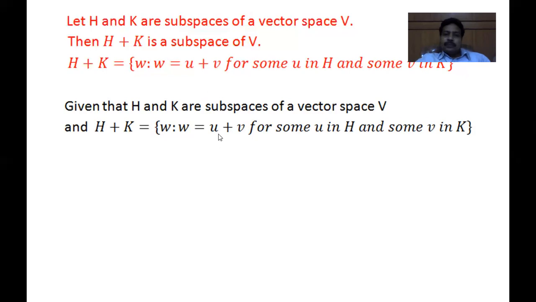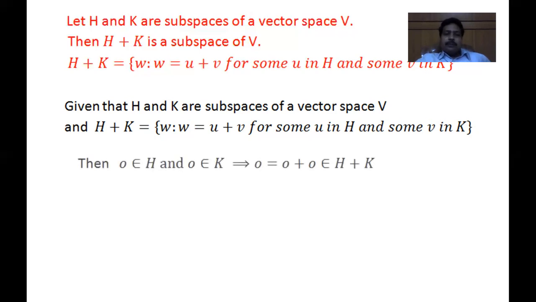Since we have the closure property with respect to addition in V, U and V are nothing but elements of V. Since they are elements of H and K respectively, again they are in V. So U plus V belongs to V by the first axiom itself. So all these W must be elements of vector space V. So clearly H plus K is a subset of V. That is clear.